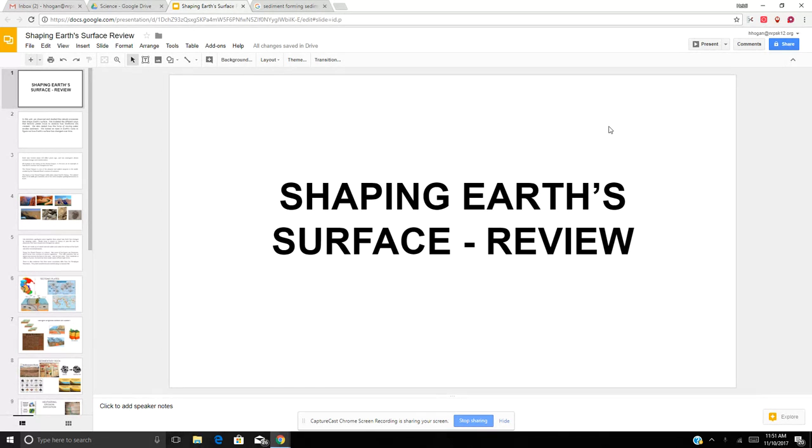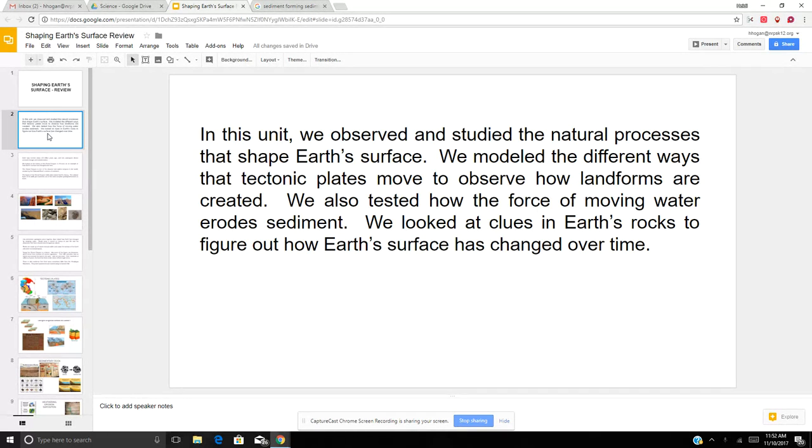It's our second unit in our No Atom Science program, and we did a lot of different investigations and activities to build our knowledge. So let's begin. In this unit, we observed and studied the natural processes that shape Earth's surface. So we talked about weathering and erosion and deposition.